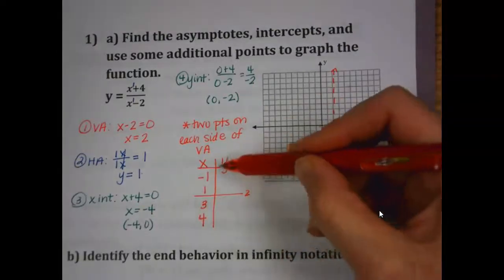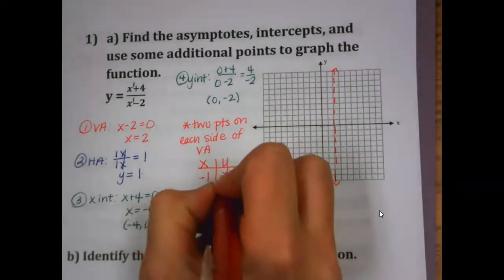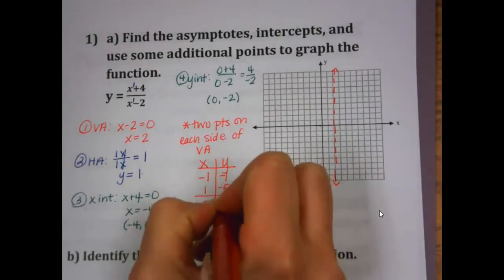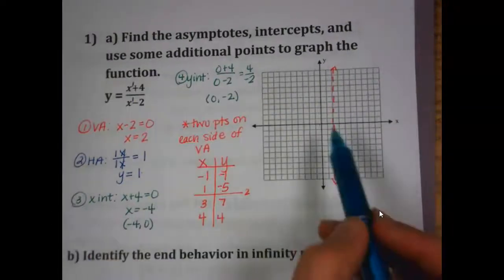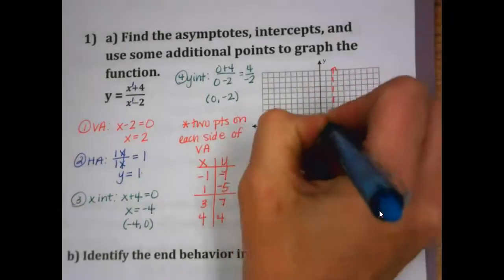So we put those in our table. So -1 is -1, 1, -5, 3, 7, and 4, 4. So I'm going to put all the rest of this stuff on the graph. I already have my vertical asymptote. I'm going to put my horizontals at y equals 1.